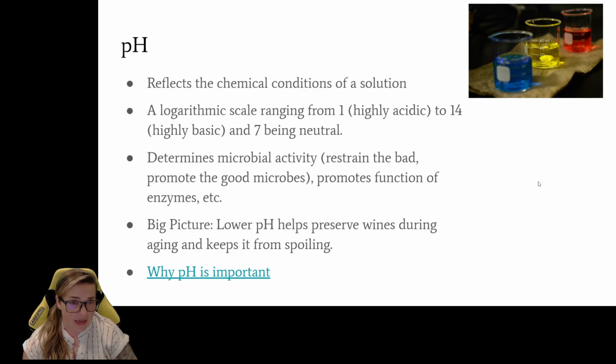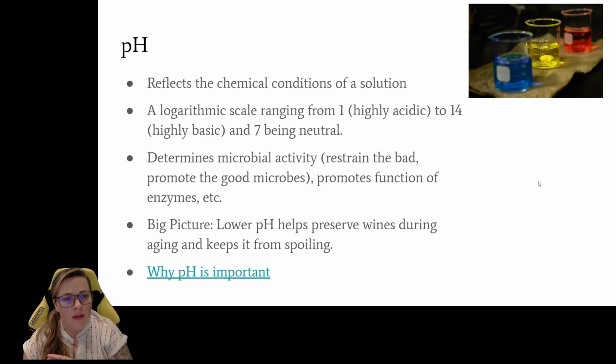Okay, next we have pH. pH is a reflection of the chemical conditions of a solution, right? It's a logarithmic scale ranging from 1 being highly acidic to 14 being highly basic, and 7 being neutral. This will ultimately determine the microbial activity, the overall health of the wine, right? So ultimately, we want the pH to be within a certain range for the style that we're making because we want to promote the function of the yeast that we want to thrive, the bacteria that we want to thrive, and also the enzymes and operations of all of those things that come into the picture as well, right?